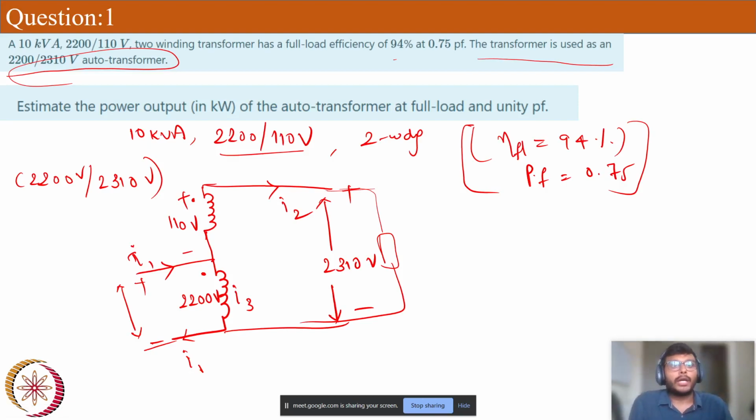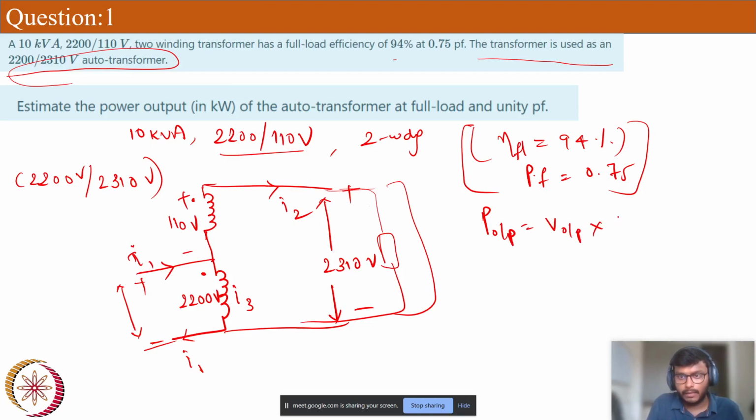That's fine. Okay. Now let's see what was the question. The question is we have to estimate the power output of the auto transformer at full load and unity power factor. So I am operating my transformer at full load. Now we just need to calculate the output power, how much power is delivered to the load. My power output is equal to output voltage multiplied by output current. It is I2 here, right? I have to calculate this output power.